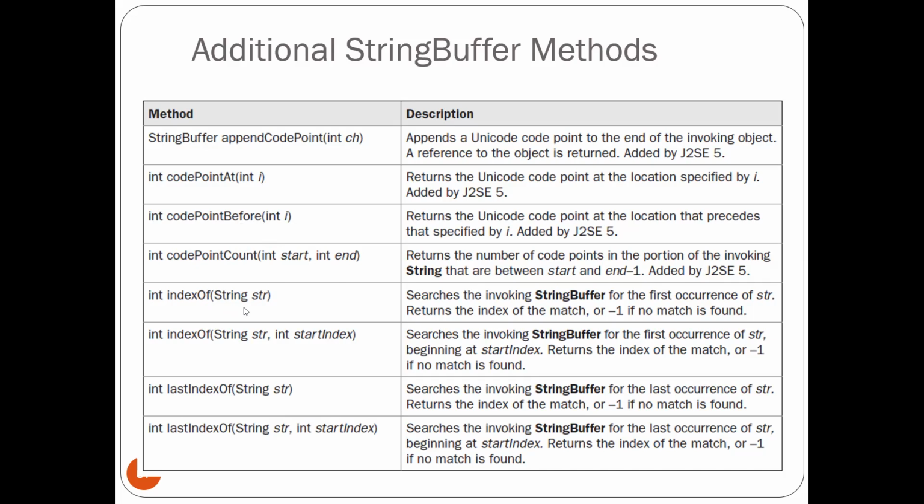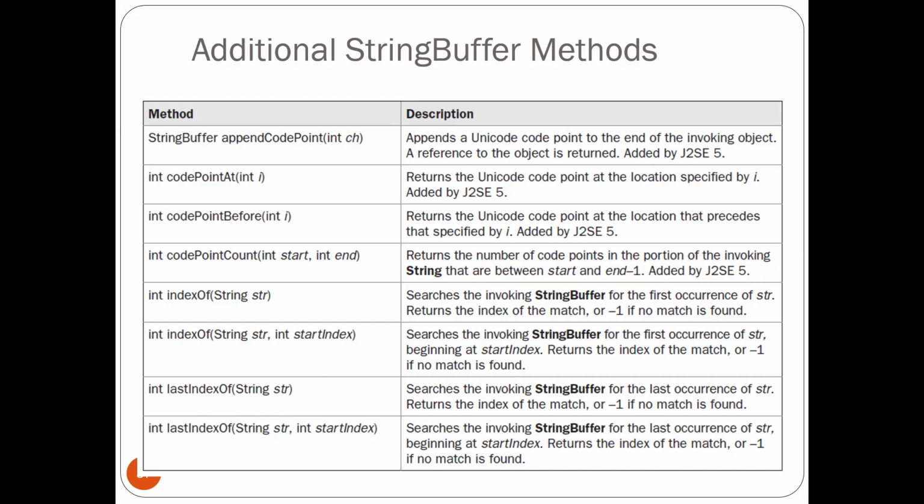Then index of str. Here we can use this index of method to search for a string. In a given string buffer, we can use this index of method to find the first occurrence of this particular string. If there is a match, this method will return the index of the match.